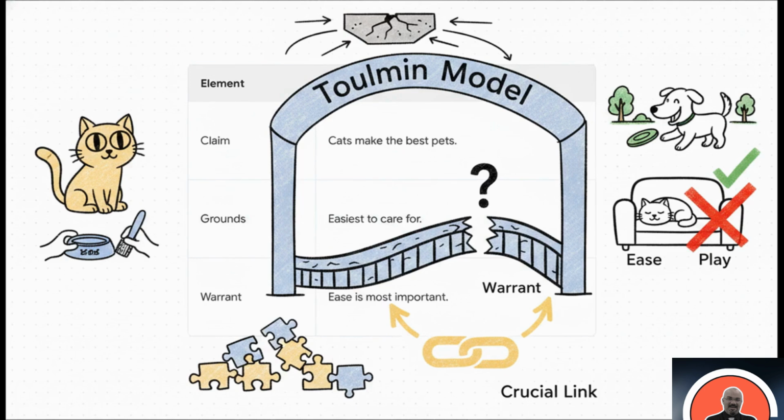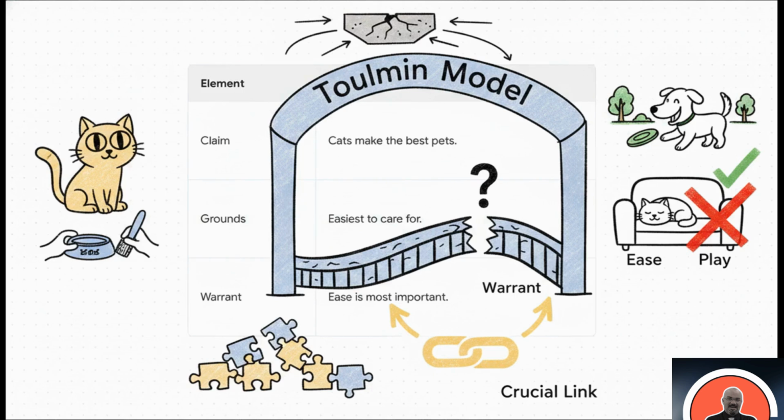To make sure our foundation is completely crack-proof, we can use something called the Toulmin model. This basically divides an argument into elements like claim, grounds, warrant, backing, rebuttal, and qualifier. Let's look at a fun example from Lumen Learning, deciding between cats and dogs as pets. Let's say your claim is cats make the best pets, and your grounds, which is your data, is that they are the easiest animals to care for.